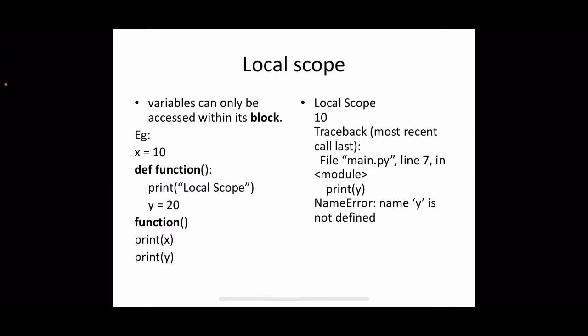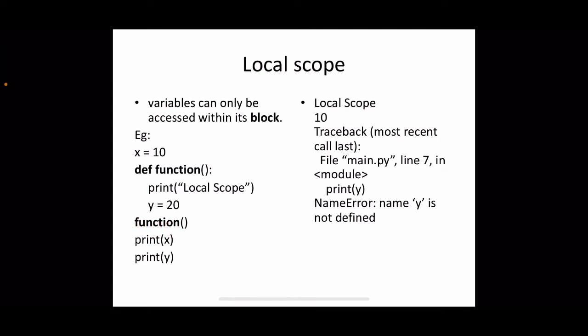So here we have a variable x equal to 10, and we are defining a function. Within that function we have two different statements. First one is for printing "local scope", and we are assigning a value 20 to another variable y. So this y is actually local to this function and x is global for the entire program. Now we are calling this function.